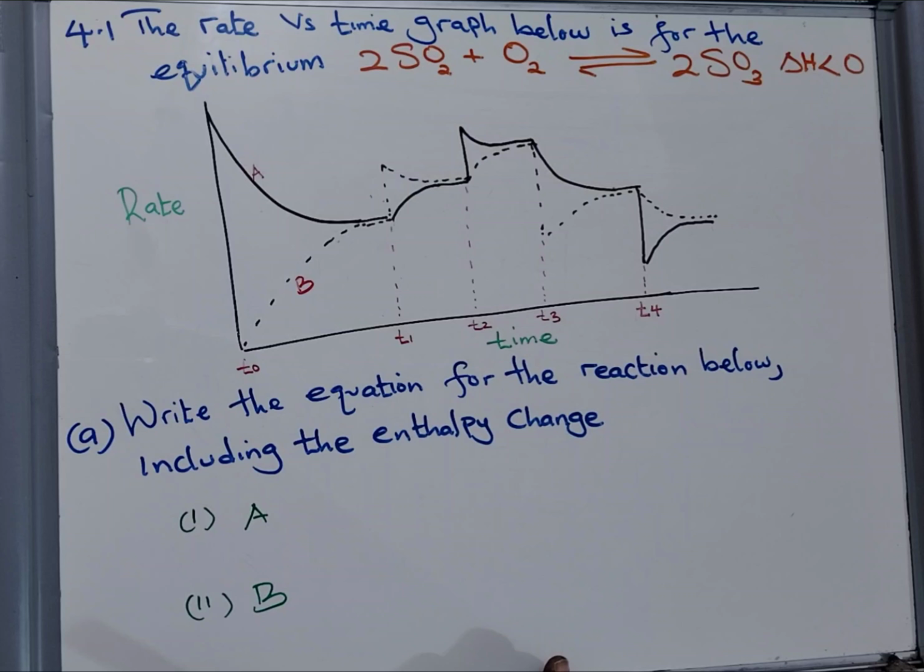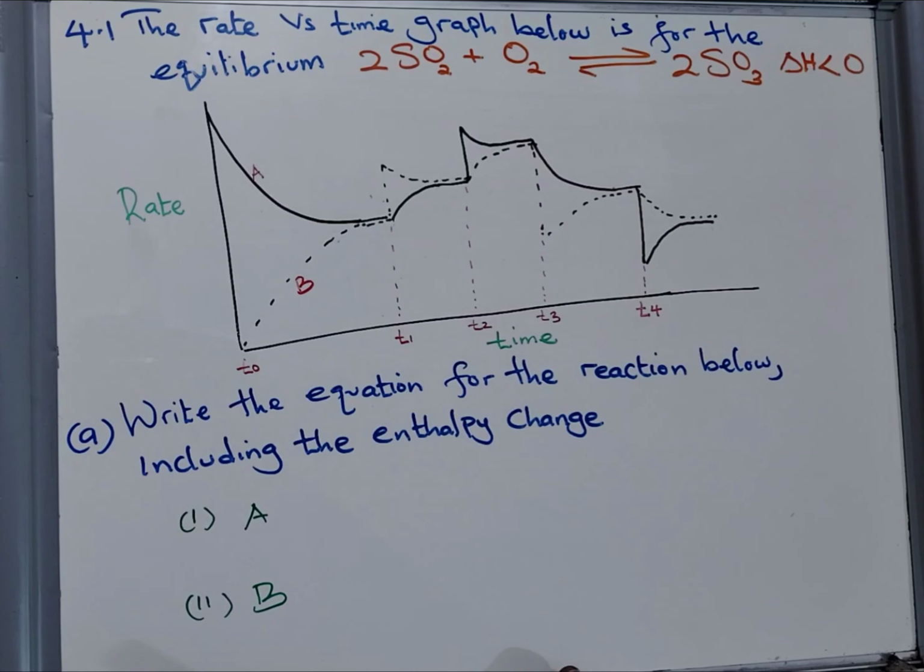Now comes this question. It says the rate versus time graph below is for this equilibrium. The equilibrium is for sulfur dioxide reacting with oxygen to give you sulfur trioxide. And this is the graph. And the question says that write equation for the reaction below, including enthalpy change.